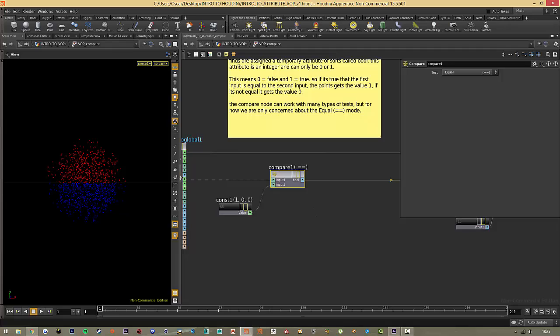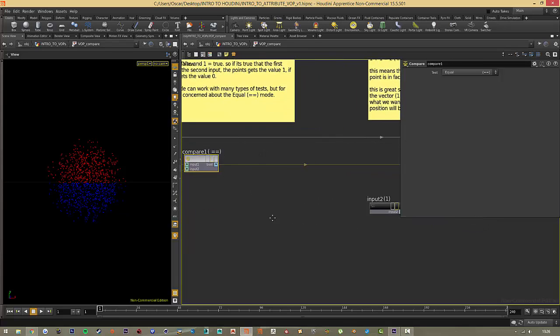So imagine now that all the points come in here. All the points that are equal to 1, 0, 0, essentially all the points that are red, get the Boolean value 1, okay? They are true. All the points that come in that are blue, that are not equal to this at all, because the blue points, as you remember, are 0, 0, 1, okay? They are not equal to this. That means that they get the Boolean value 0, because they are false, okay?